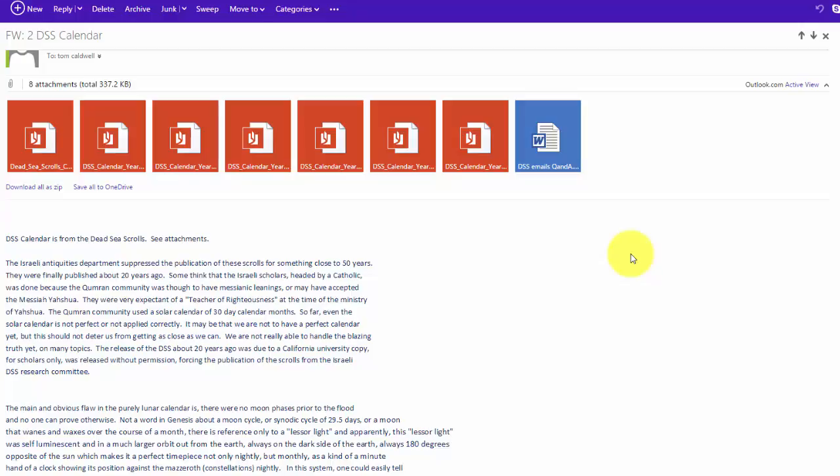There is reference only to a lesser light, and apparently this lesser light was self-luminescent, and in a much larger orbit, or much farther out from the Earth, always on the dark side of the Earth, always 180 degrees opposite of the Sun, which makes it a perfect timepiece, not only nightly, but monthly, as a kind of minute hand of a clock, showing its position against the Mazzaroth, or the constellations, the 12 major constellations, which the moon also moves through nightly and monthly. In this system, one could easily tell the time of night with the moon, just as the sun can tell you the time of day, unlike the moon is doing today.